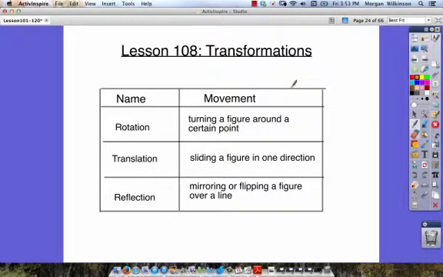Lesson number 108 is about transformations. And transformations, that just means when we move different shapes. And there's different ways that we can move shapes.